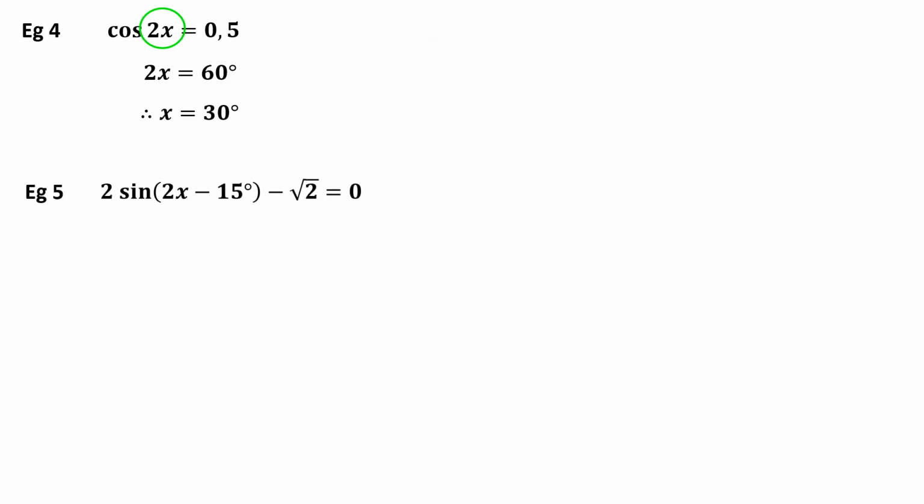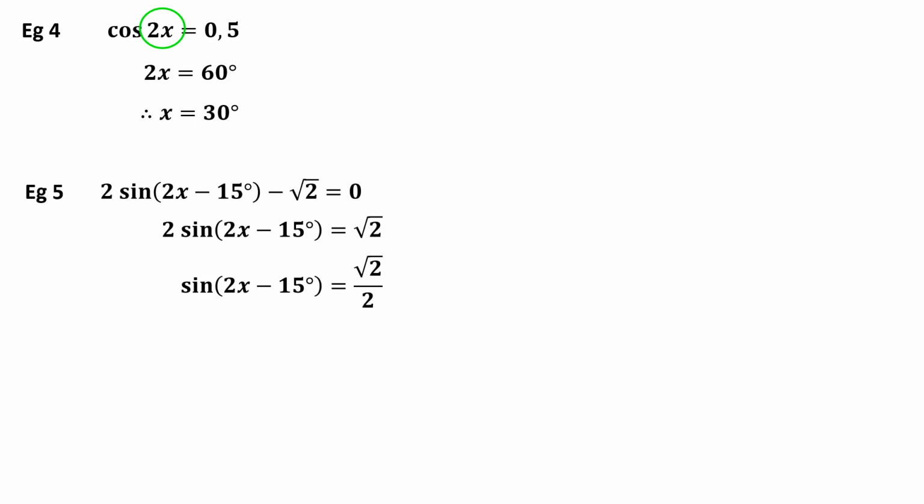Example 5, now this is starting to get a little bit more tricky. Now first we're going to work with this as an equation. So the first thing I need to move is that minus square root 2. I need to move that over to the other side, as I normally would do with an equation. Then the next thing I need to do is divide by 2. So I end up with sine of 2x minus 15 is equal to square root 2 over 2.